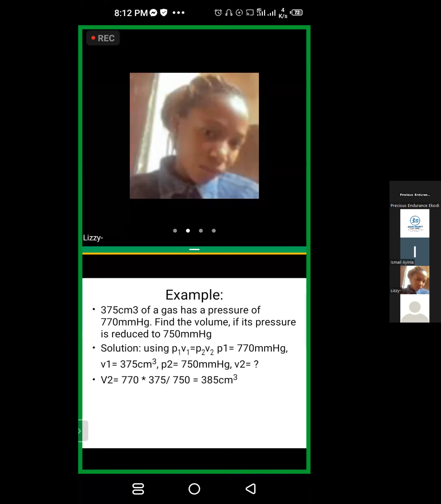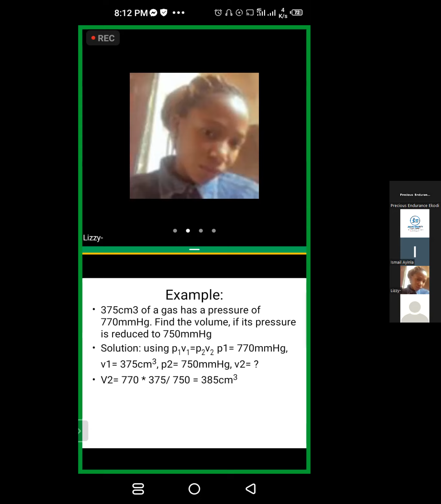We have our P1 there as 770 millimeter mercury. That is our first pressure. Then our V1, look at it there. We are told that 375 centimeter cube of a gas is the volume that the gas occupies. Now, we should look for the volume, that is your V2, if your pressure, your P2, is reduced to 750 millimeter mercury.